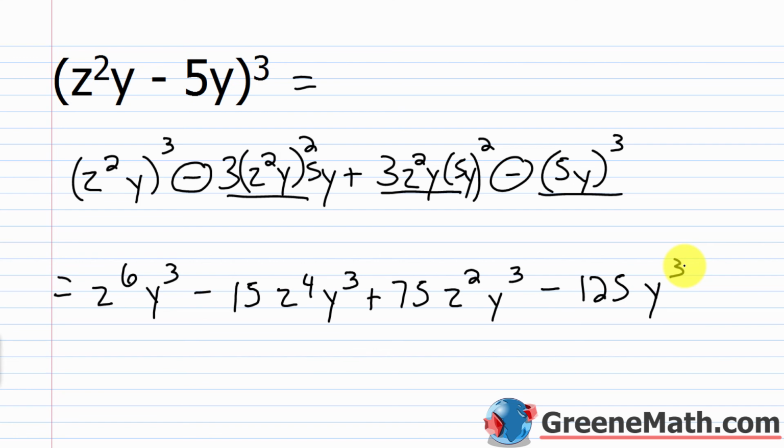So this is a perfect example of how much time you would save using this generic formula versus going through and expanding this into z squared y minus 5y times z squared y minus 5y times z squared y minus 5y. Go ahead and do that and see how long it takes you versus doing it this way, and verify that my answer here is correct. Again, z to the 6th power y cubed minus 15z to the 4th power y cubed plus 75z squared y cubed minus 125y cubed.